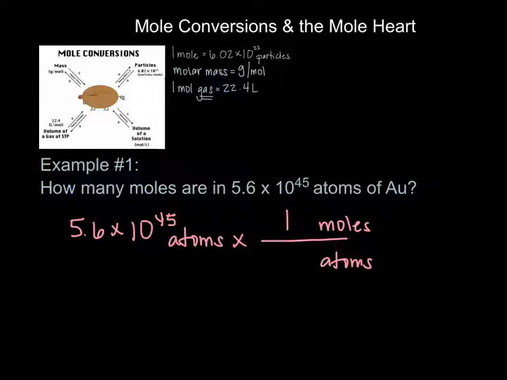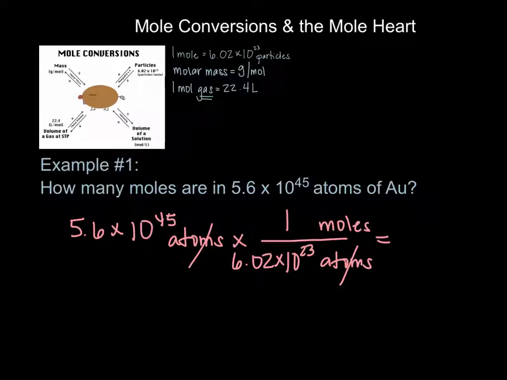Well, I know the conversion factor I need to use is right here. 1 mole equals 6.02 times 10 to the 23rd atoms. And now it's just a matter of doing my calculations on my calculator. So I'm going to take 5.6 times 10 to the 45th atoms, and I'm going to divide by 6.02 times 10 to the 23rd atoms.